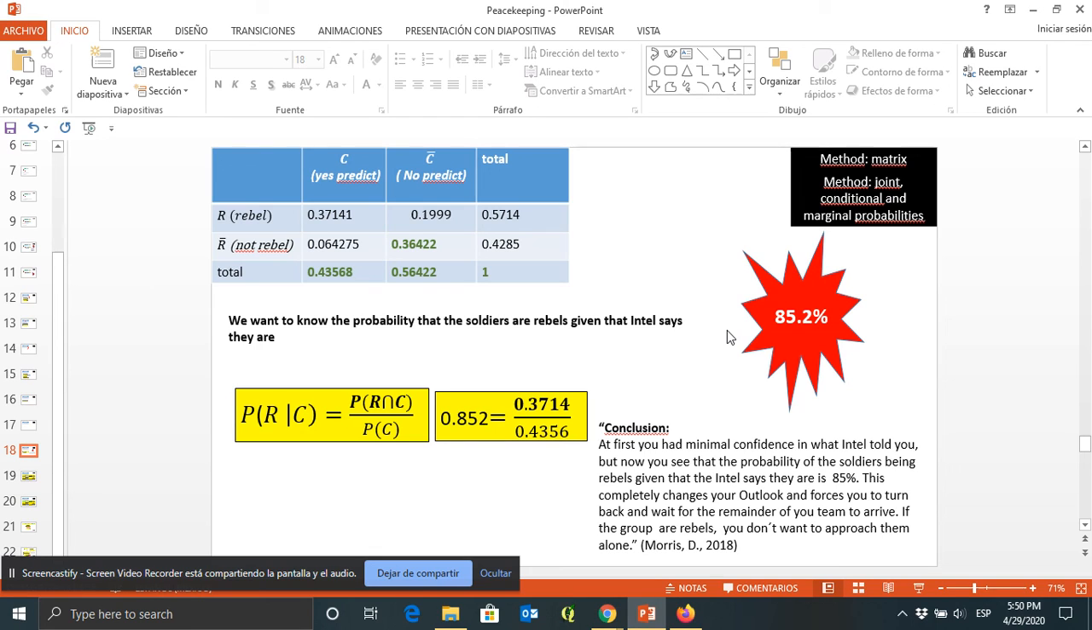So we read the conclusion drawn by Mr. Morris that says at first you had minimal confidence in what Intel told you, but now you see that the probability of the soldiers being rebels, given that the Intel says they are, is 85%. This completely changes your outlook and forces you to turn back and wait for the remainder of your team to arrive. If the group are rebels, you don't want to approach them alone.